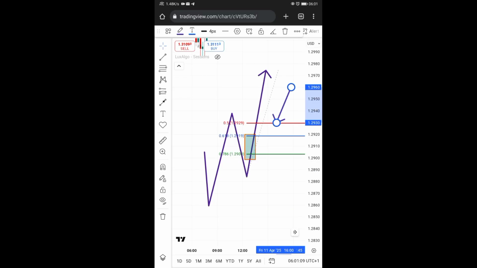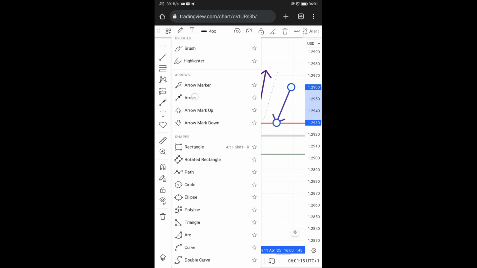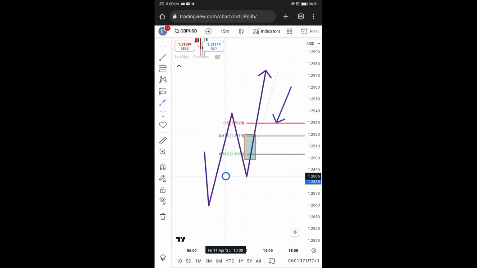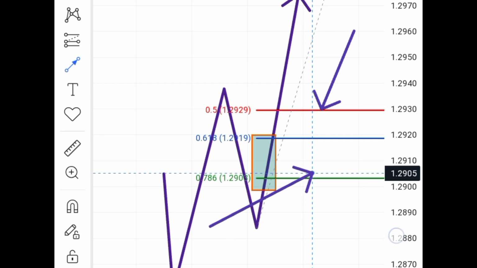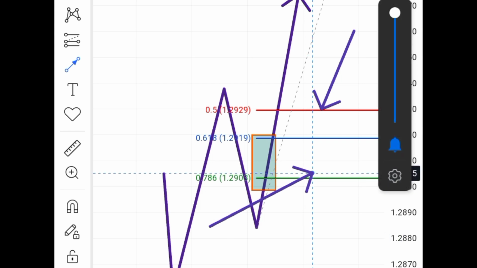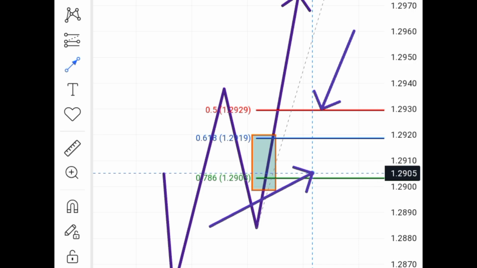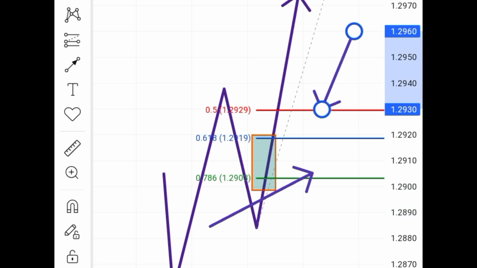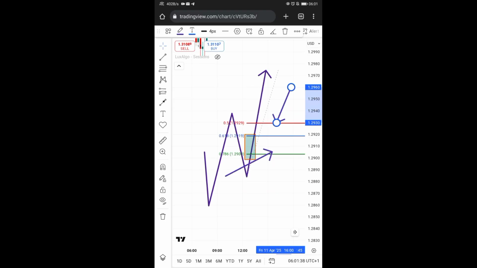You will not want to place a trade around this level. You can only start looking for entry around the 0.618 retracement level and the 0.786 FIB retracement level. This is when you start looking for a trade, not at the 0.5 retracement level.